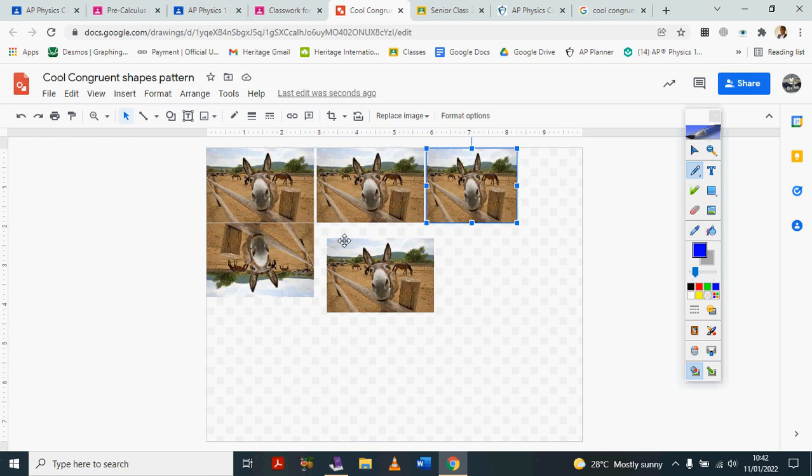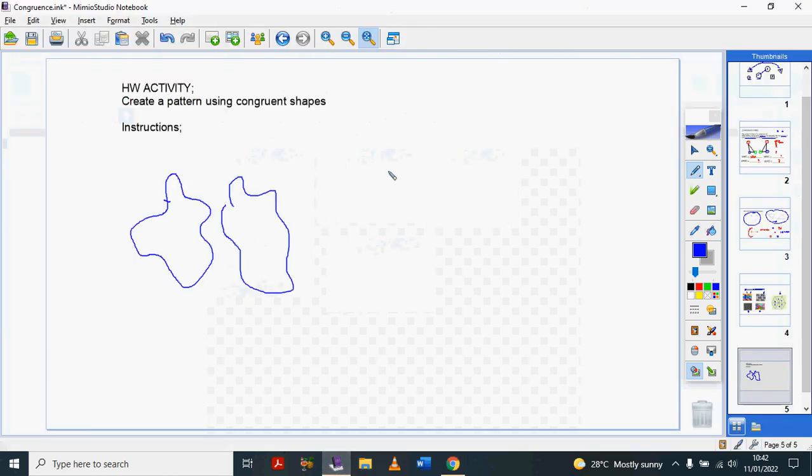So yeah, that's your activity and that's your homework for today. Tomorrow we'll talk about transformations and see what those mean in the context of congruence.